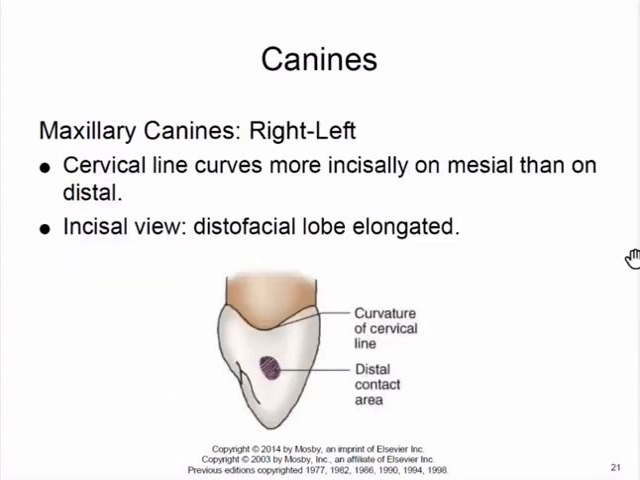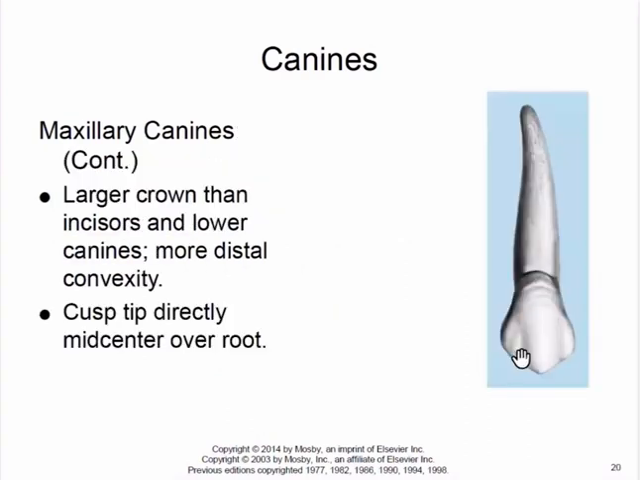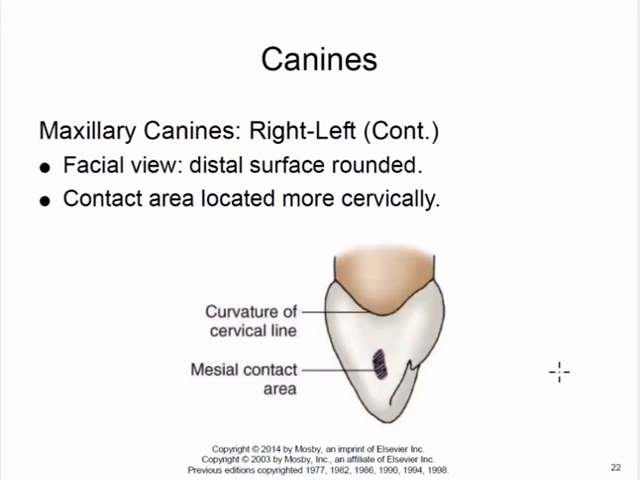The cervical line angle, where you see it distofacially, here it is more elongated. It means the tip moves more mesially. Okay, this is right from left. The distal surface is more rounded, and we see the contact area more cervically located. It is more incisally located in the mesial, and more cervically located in the distal side.